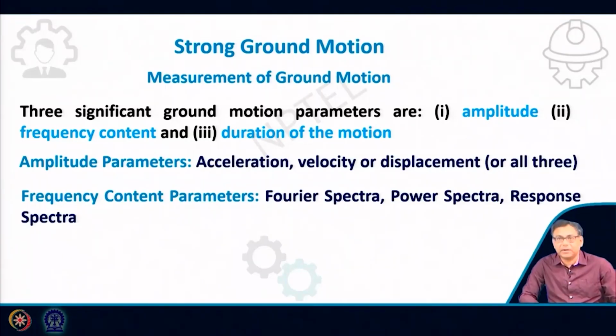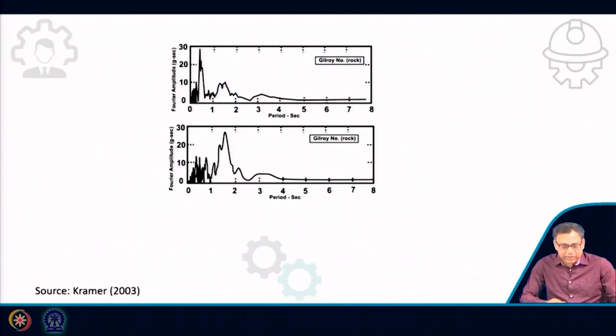Then the frequency content parameters. Sometimes these are also important, and those are Fourier spectra, power spectra and response spectra, which I have already discussed. The Fourier spectra is the plot between the Fourier amplitude and the time period or frequency. I have already discussed how we get the Fourier series using one example problem, and from there how you get the Fourier amplitude, and finally the Fourier spectra.